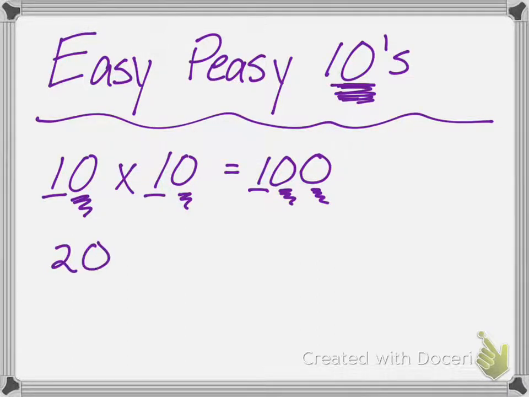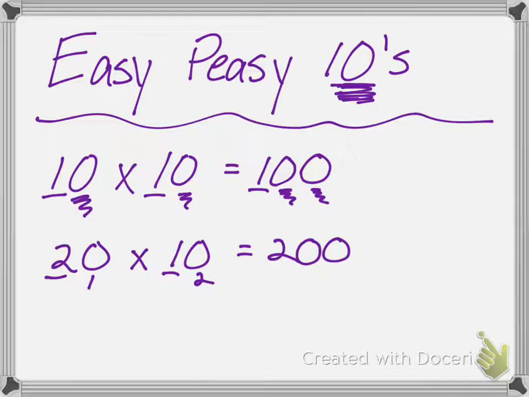Let's try 20 times 10. Let's take the numbers that aren't zeros and multiply them. 2 times 1 is 2. Now let's count our zeros. 1, 2. How many zeros should I write right here? 2 zeros.